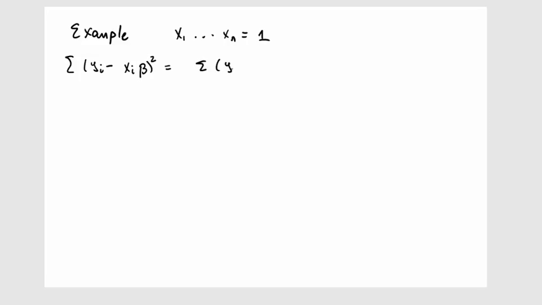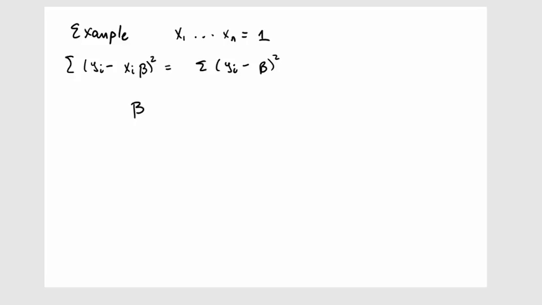Let's consider an example that we've already shown otherwise. So imagine if x1 all the way up to xn are all equal to 1. Then my equation, where I want to minimize summation yi minus xi beta, my regression to the origin equation, works out to be summation yi minus beta quantity squared. It's mean-only regression.